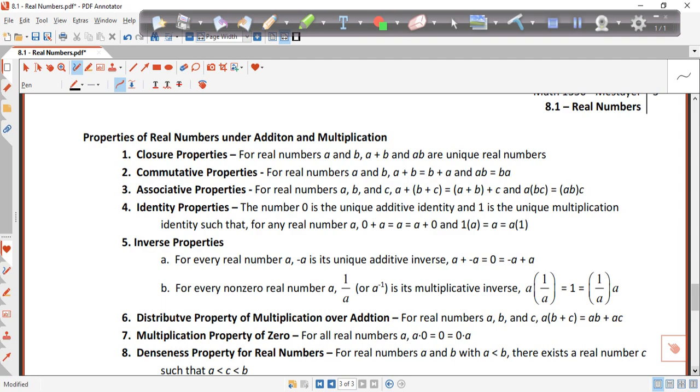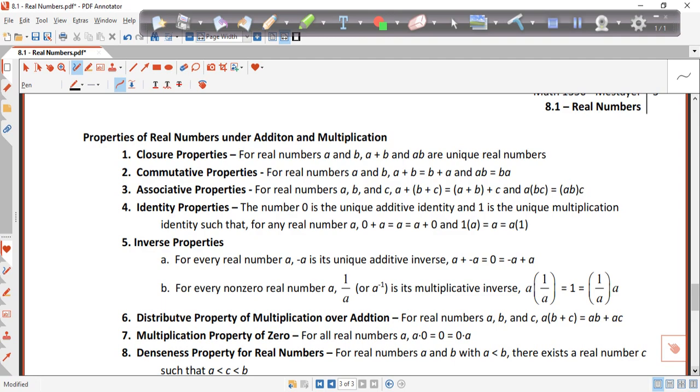Commutative property says if we add 2 real numbers, a plus b is the same as b plus a. Same with multiplying, a times b equals b times a. Associative property for real numbers says that we can move the parentheses. So a plus, and then b plus c in parentheses, is the same as a plus b in parentheses plus c. And the same with multiplication.